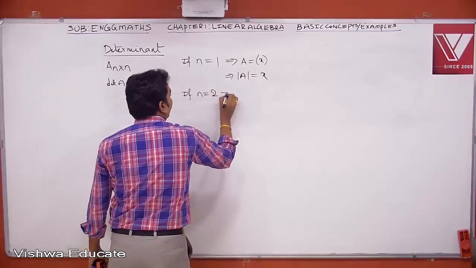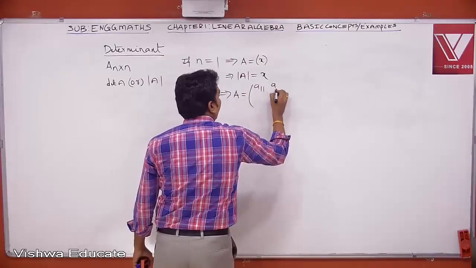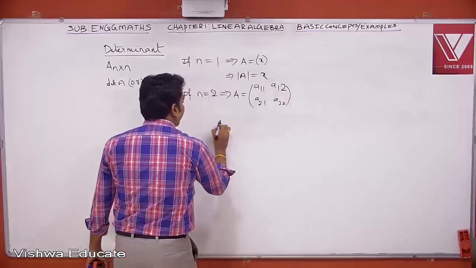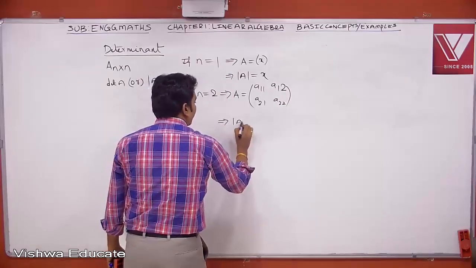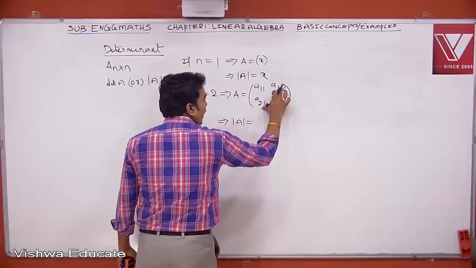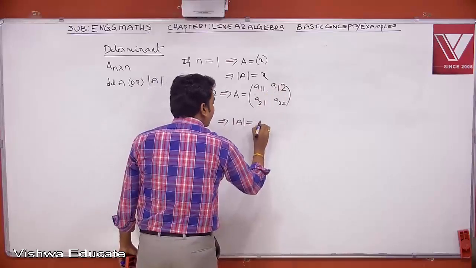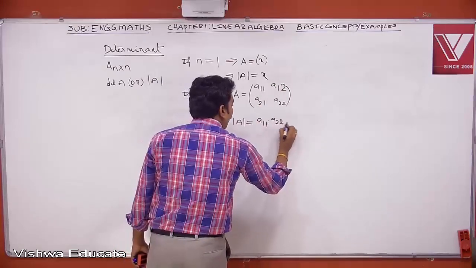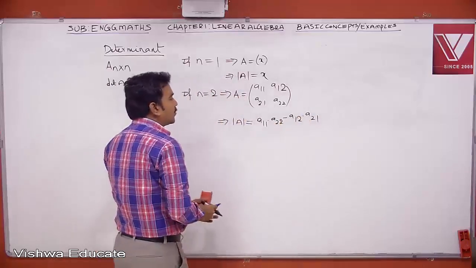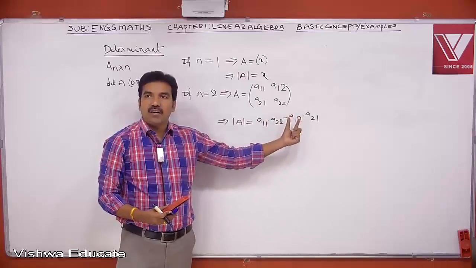Suppose n equals 2, which implies the matrix A is this: A11, A12, A21, A22. In this context, the determinant of this matrix is the product of diagonal elements minus the product of non-diagonal elements. Multiply these two minus the multiplication of these two. So this is A11 into A22 minus A12 into A21.